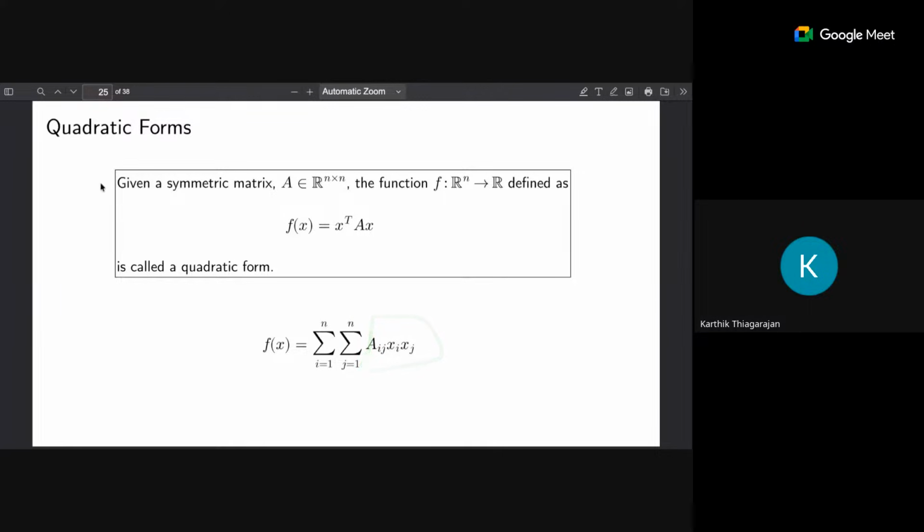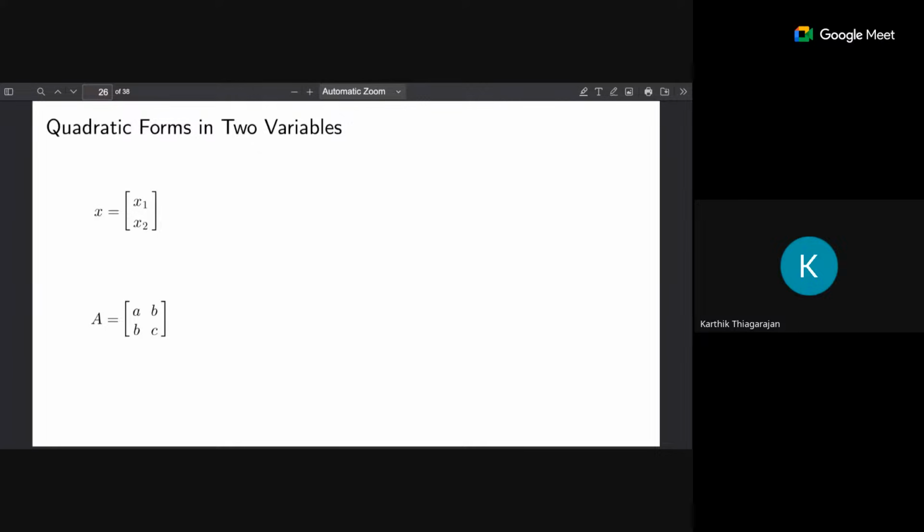Now we'll quickly look at quadratic forms in 2 variables, how to characterize all sorts of quadratic forms. First thing is the matrix you start with is symmetric. So f of x is x transpose A x. If you expand this, this will be x1, x2, a, b, b, c, x1, x2. If you multiply them, this is what you get.